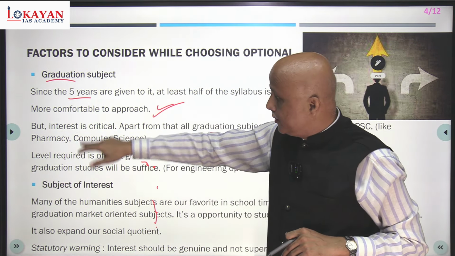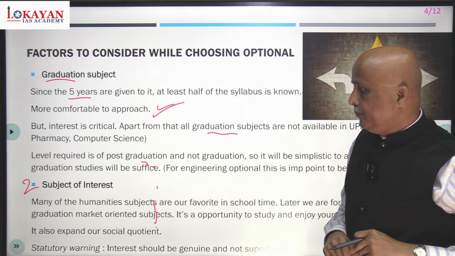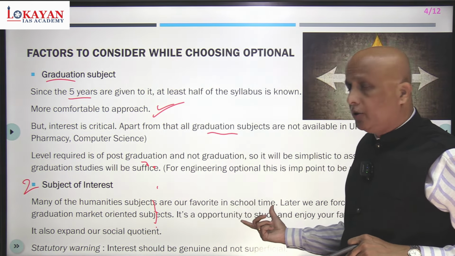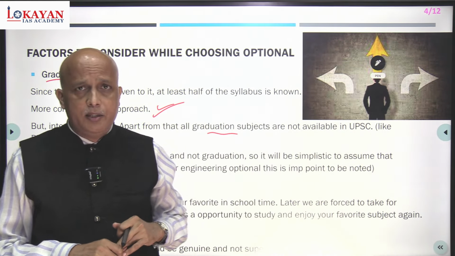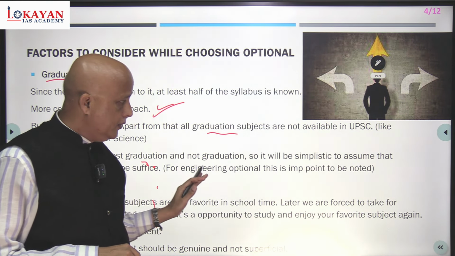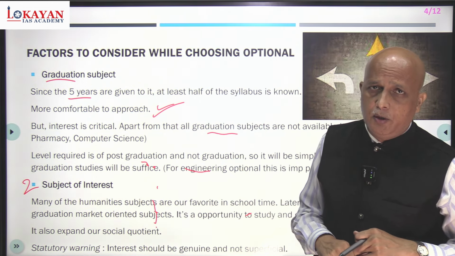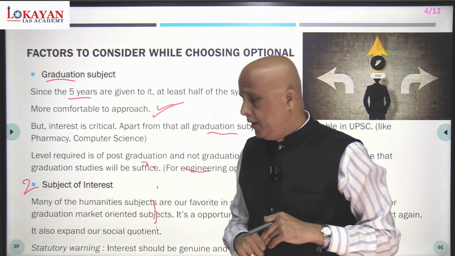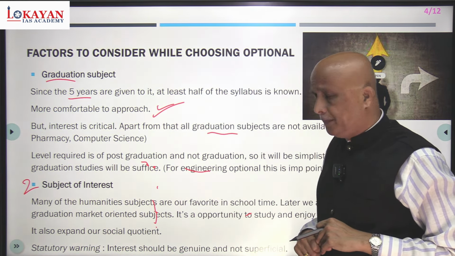After graduation subject, the next criteria, the second criteria, is a subject of interest. Many of the humanities subjects are favorites in school, but because of the exam-centric and career-centric approach, we're not allowed to continue with them. And then we study some other subjects, like we become engineer, we become doctor, and CA.